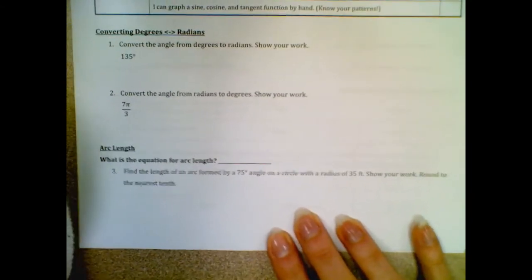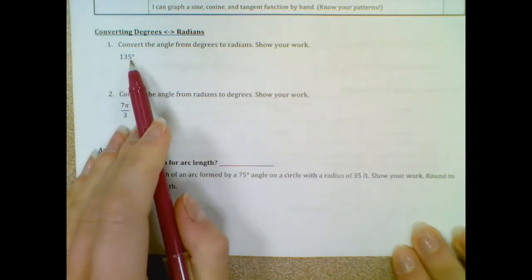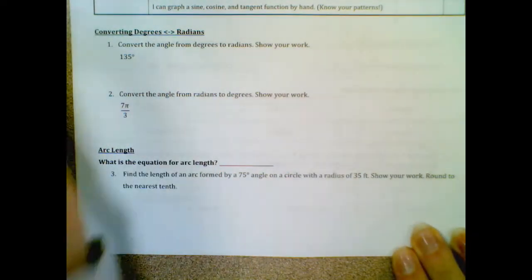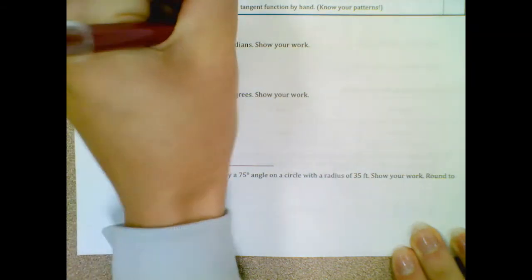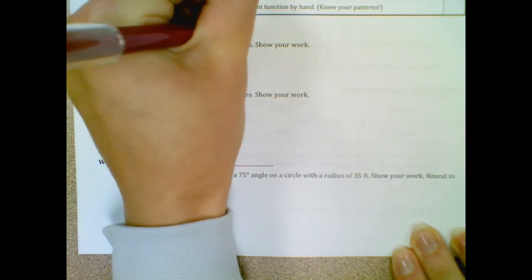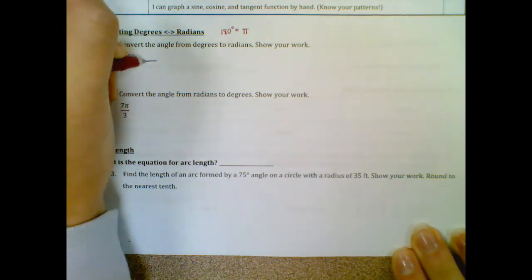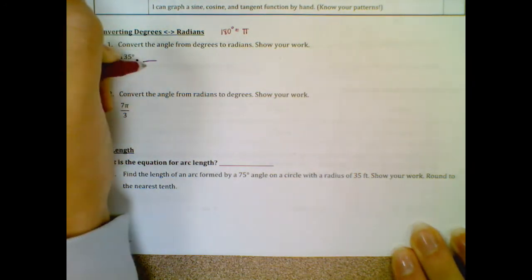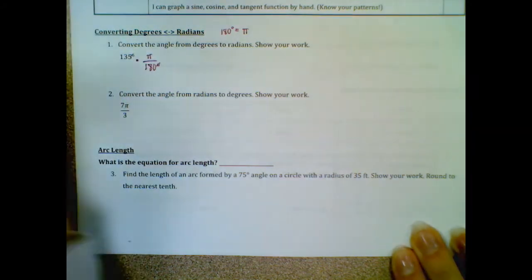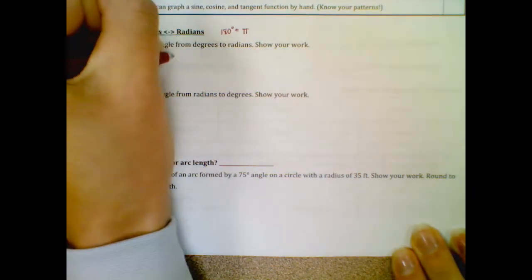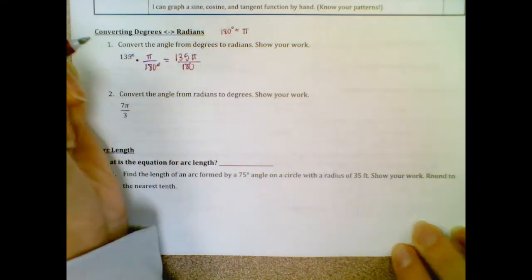All right, first we're going to talk about converting from degrees to radians or radians to degrees. So number one is convert the angle from degrees to radians and show your work. So we're in degrees, we want to go to radians. Remember, we're using 180 degrees equals pi, right? That's half of a circle. So we're going to multiply by that ratio. Now if I have degrees in the top, I need degrees in the bottom, so then they cancel. So that just means pi goes on top. So this is really 135 pi over 180.